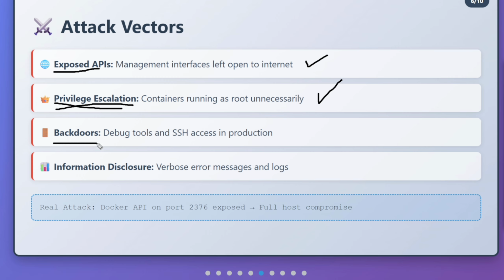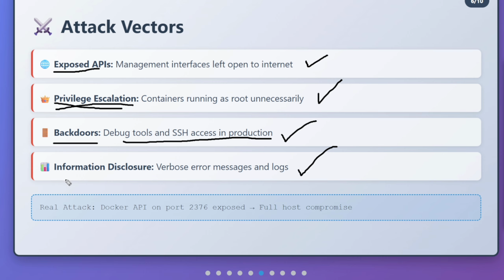And moving to the next attack vector, which is backdoors. With the help of debug tools and SSH access in production, they can achieve this backdoor vector. Okay, so leaving tools, especially SSH or debugging utilities or compilers, in your production containers is very risky. So attackers can use them to explore or control your host system.